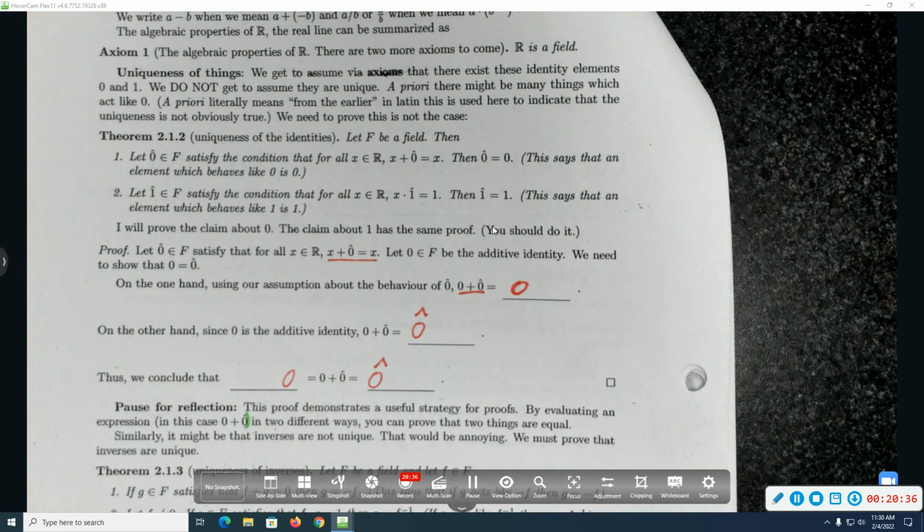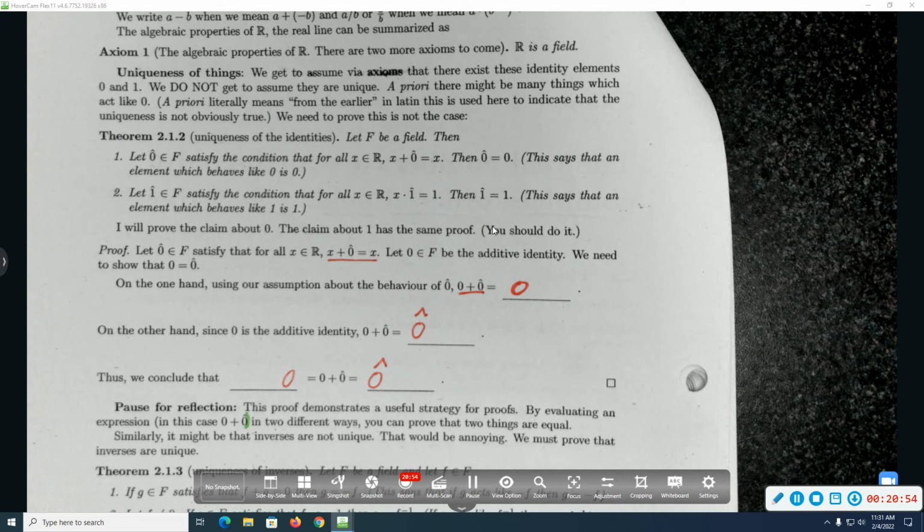And this is a neat idea that is important in some algebraic proofs. If you want to prove that two things are equal, one way is by realizing those two somethings as some more complicated expression that you can simplify two different ways.